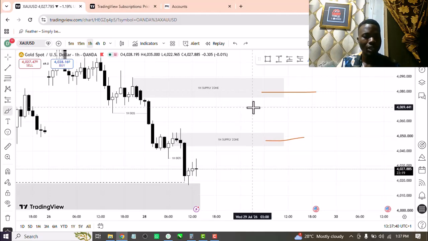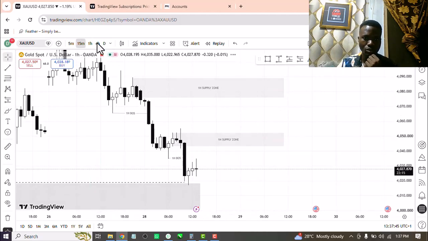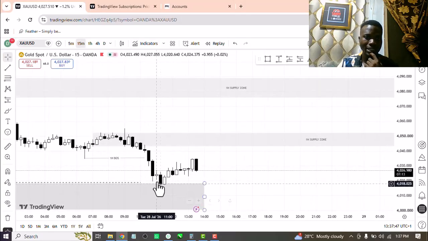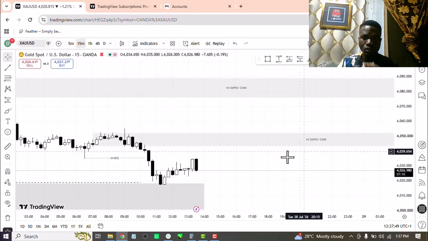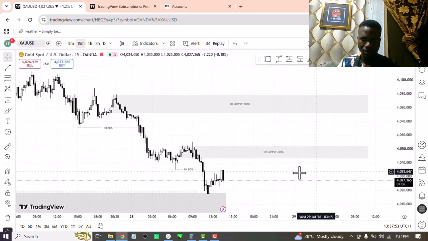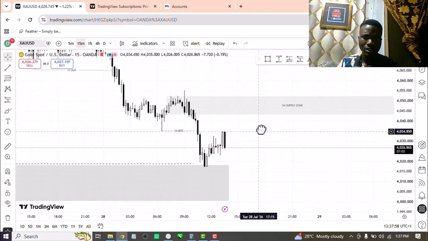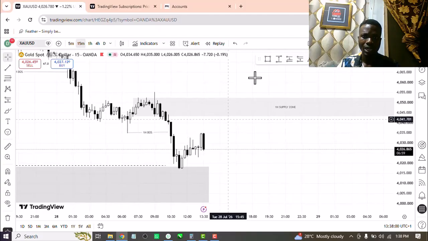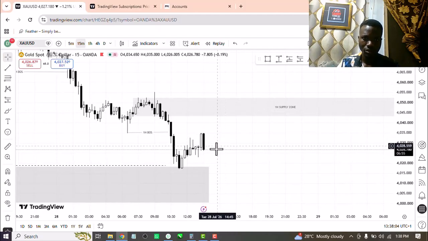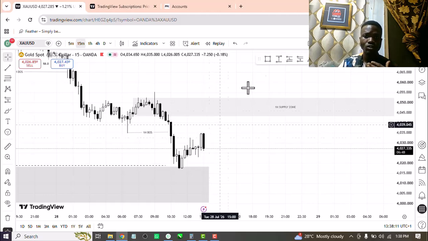Okay, but let me go down to the lower time frame, which is 15 minutes, to see how price is reacting at this zone right there. So you can see that this is the 15 minutes time frame, right? What I'm expecting right now is that price should come all the way up here before I sell to the downside.